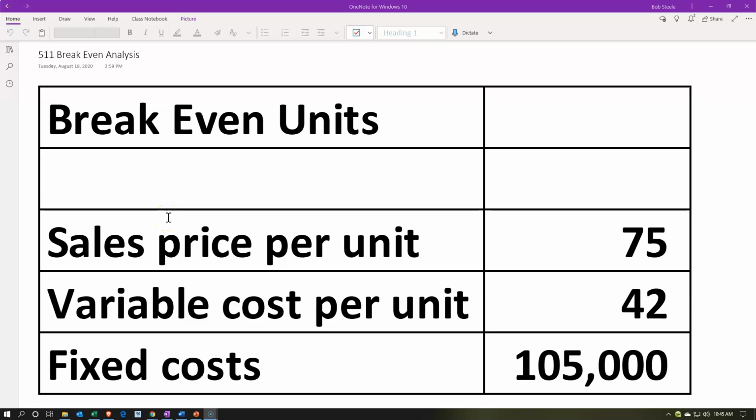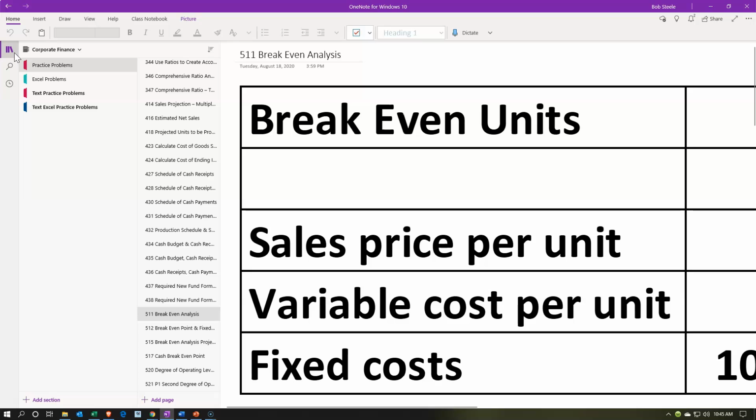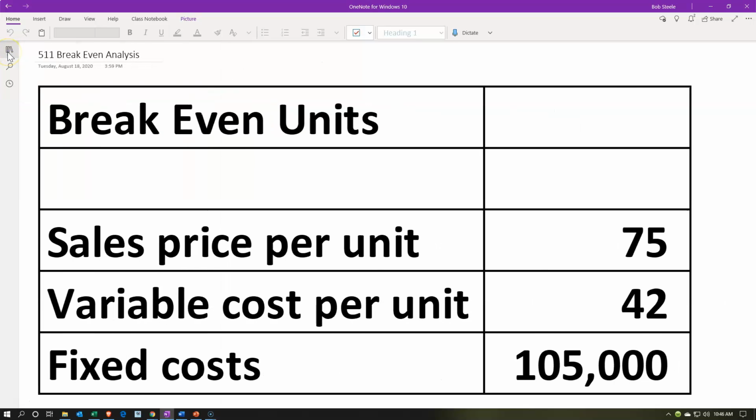Here we are in OneNote. If you would like to follow along in OneNote, you're not required to do so, but if you have access to it and would like to, we are in the 511 break-even analysis tab under the practice problems section. Closing this back out, we're going to go over the information to the practice problem up top, and then we will have a smaller portion of that information that we will then use to work through the practice problem.